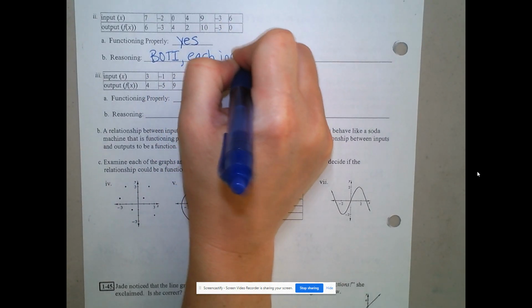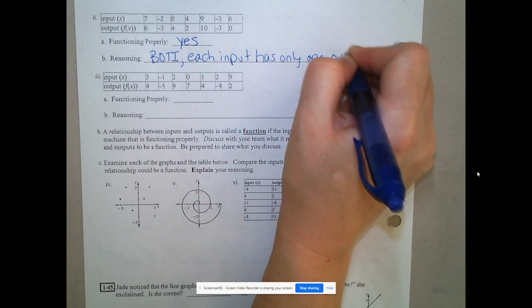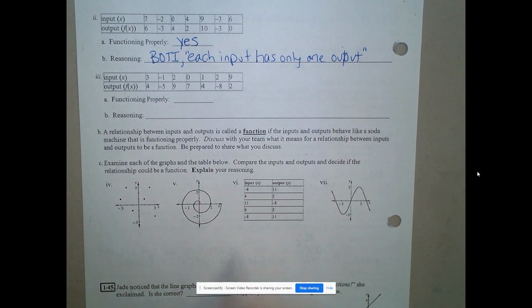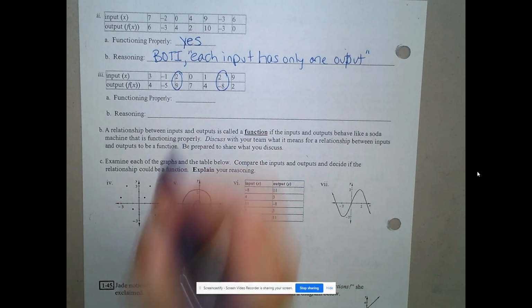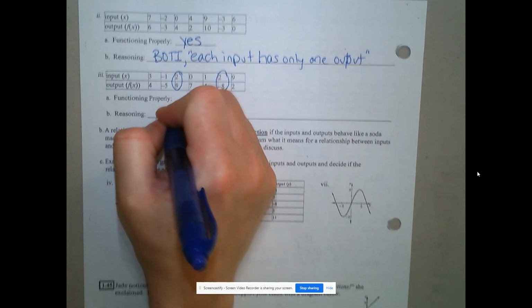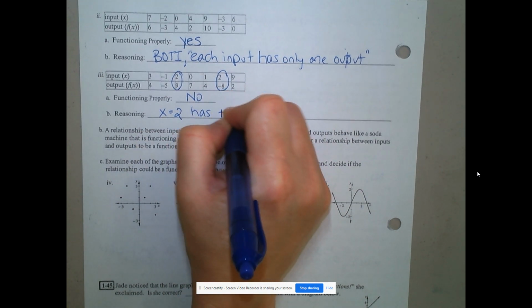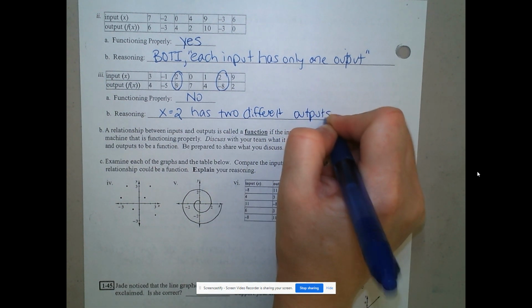Each input has only one output. And that is the phrase. Each input has only one output. That's what we're looking for in a function. Now, the next one, you will notice when you look at it quickly now, there's a problem. There is an input of 2 with an output of 9, and over here there's an input of 2 with an output of -8. So we would say that this is not functioning properly because when x equals 2, it has 2 different outputs. That's a problem.